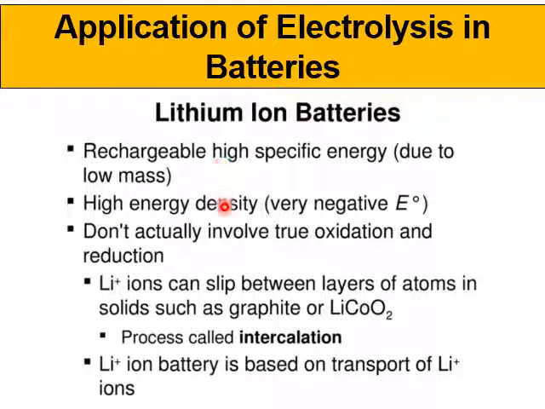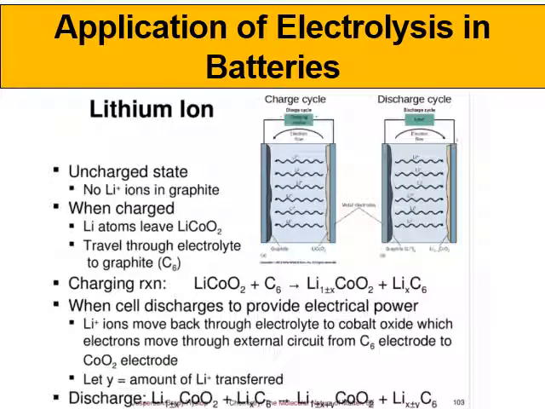The high energy density is very negative. It's very negative, it doesn't actually involve oxidation and reduction. Lithium, however, can slip between layers of the atoms in a solid such as graphite and lithium cobalt oxide. This process is called intercalation. So lithium ion battery is based on transport of lithium. This is how your lithium ion battery looks like.